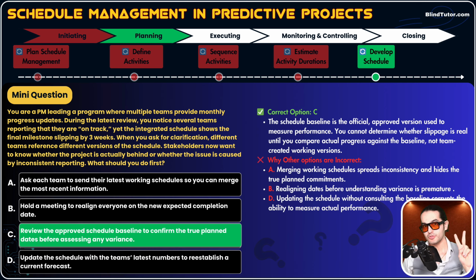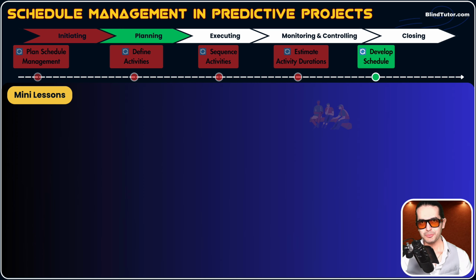We had two outputs so far: project schedule, which is a living document, and schedule baseline, which is our frozen document, our promised schedule data to our stakeholders. Awesome. Let's continue our mini lessons with two remaining outputs. Let's get it done. Now, let's continue our mini lessons with the last two outputs of develop schedule, guys. The first one is schedule data.